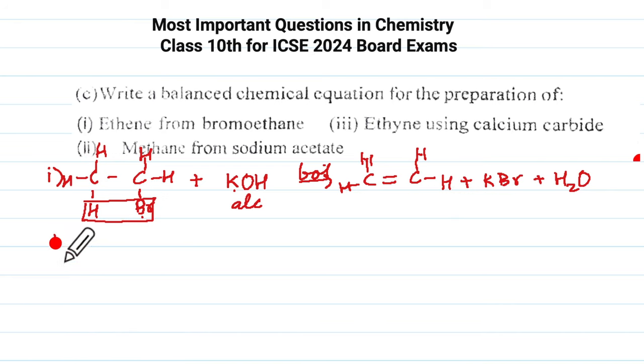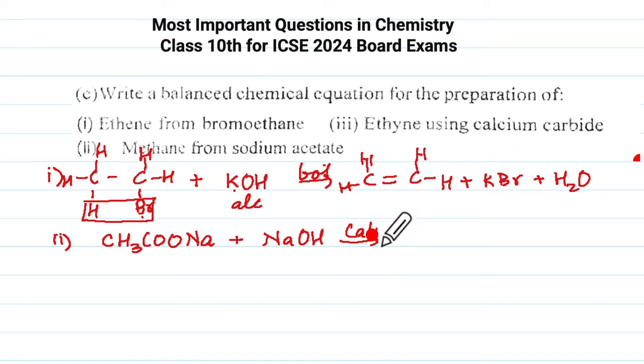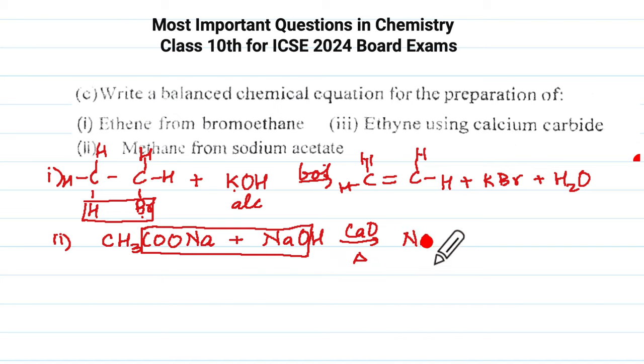The second one over here is methane from sodium acetate. Acetic acid is CH3COOH, but sodium acetate means sodium will replace that H. Now we want the condition to be written over here: soda lime and heat. So we will have Na2CO3 formed, and this H goes with that. So you will have Na2CO3 plus CH4, which is methane.